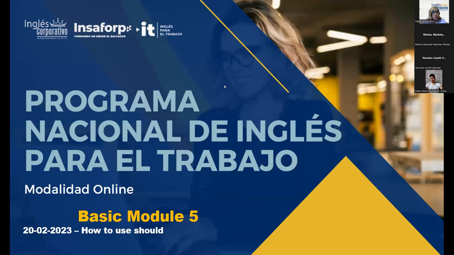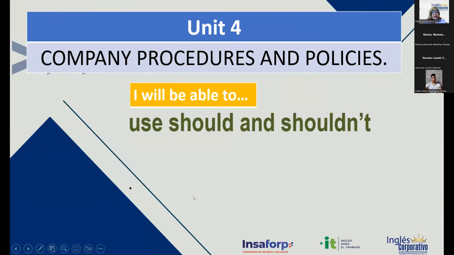Okay, today we are going to repeat a topic: how to use should, but emphasizing according to the unit. What is the unit? Okay, unit number 4, Company procedures and policies. That is what is going to be emphasized, the use of should and shouldn't in company procedures and policies. What is going on in your company? What are the policies? What are the procedures you follow? That is what we are going to study in this unit.